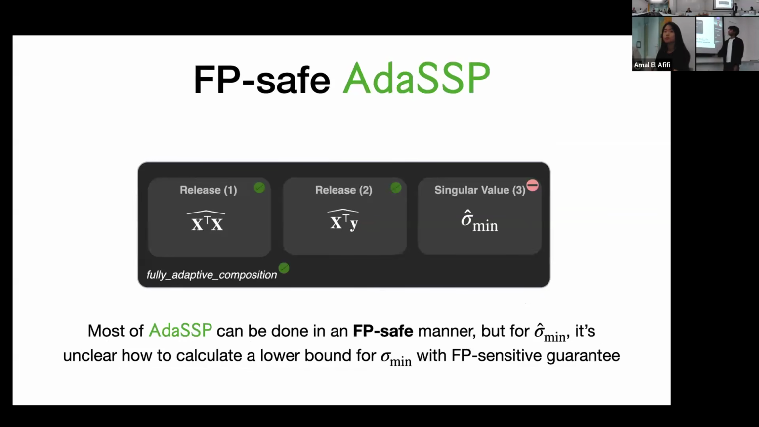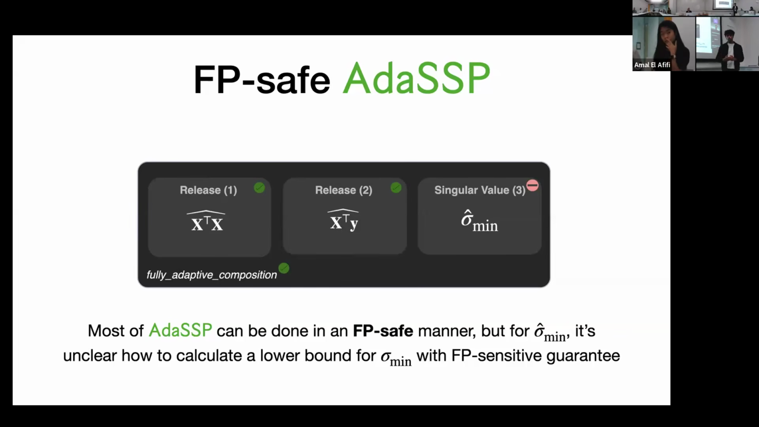Finally, in terms of floating point safe SSP, AdaSSP, we actually know how to do most of this. The only non-trivial step is the release of this singular value parameter. This is complicated for a number of different reasons, but essentially calculating minimum eigenvalues is somehow an unstable procedure. We need a floating point sensitivity bound on the calculation of this minimum eigenvalue.